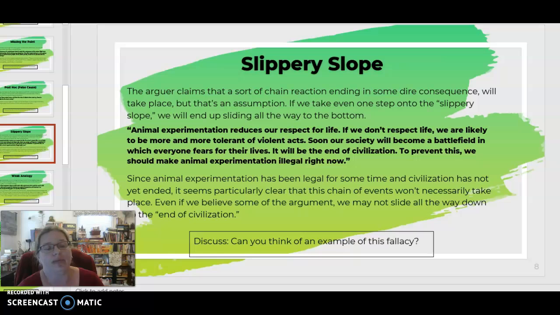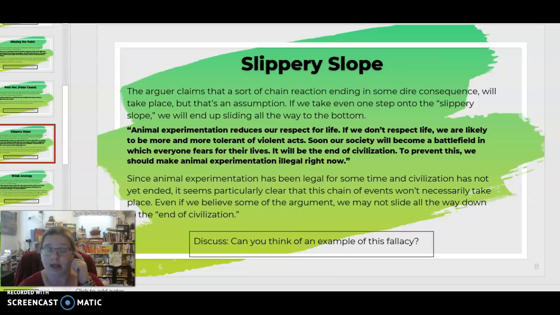The slippery slope fallacy essentially is saying that if one thing happens, then the next thing will happen, then the next thing, and the next thing, and the next thing, and essentially we'll end up sliding all the way down the slope. So people who use the slippery slope fallacy typically want to say, well, if we allow this, then where will it end, right?